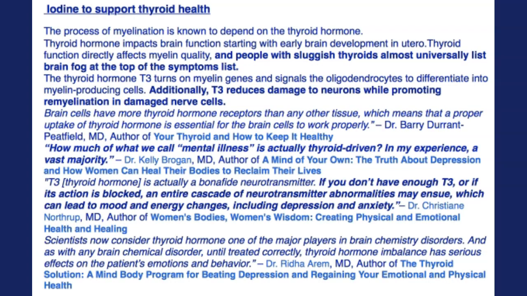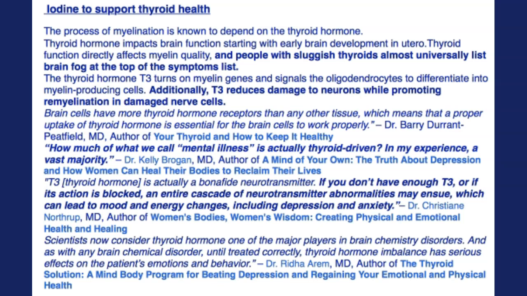Iodine to support thyroid health. The process of myelination is known to depend on the thyroid hormone. Thyroid hormone impacts brain function, starting with early brain development in utero. Thyroid function directly affects myelin quality, and people with sluggish thyroids almost universally list brain fog at the top of the symptoms list.